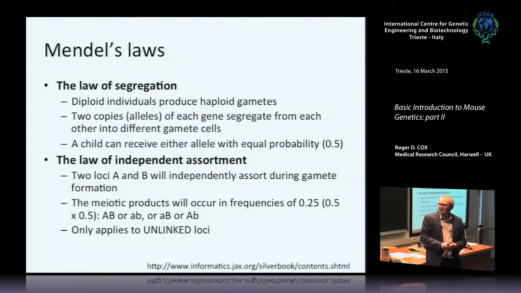And the child of one of those conceptions will receive either allele with equal probability. So a 50% probability, or 0.5 if you like. So there's a 50% chance of inheriting a particular allele from each parent, and a 50% chance of inheriting one or the other from each parent.